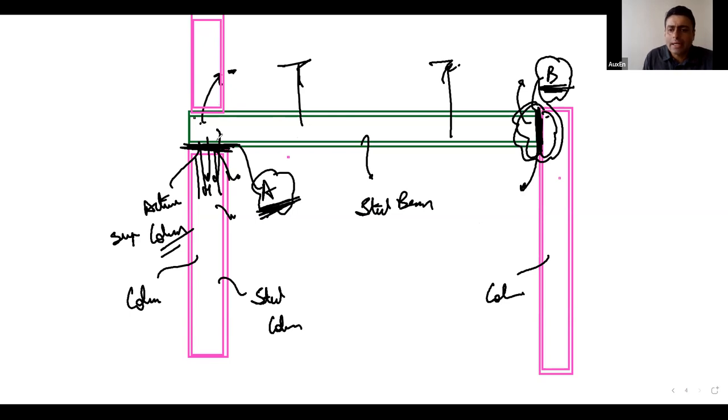But I have seen structures where they do this also and then they put on the next floor column, but then they will put some stiffeners over here. They have to do a lot of jugaad in that case. So if you have a multi-story construction, then you will prefer connection type B. But here I was talking mainly about industrial shed type of connections.